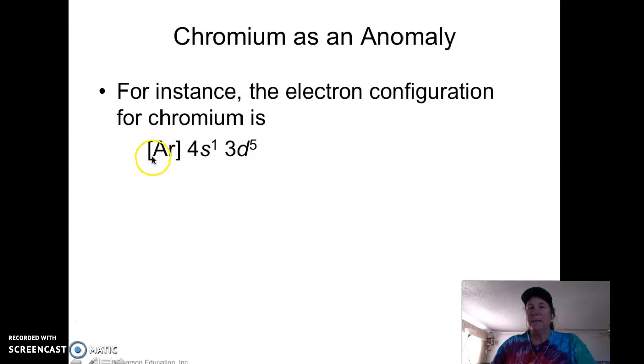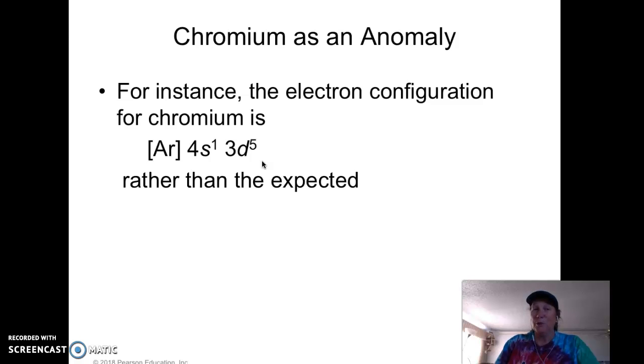And this is what I mean. Chromium is number, let's see, that'd be 18 and 6. So what is that, 24? Anyway, what it does is, instead of 4S2 and then 3D4 like it should be, it steals one from the S to fill the 5 up. Okay, I don't expect you to memorize that, but there are some abnormalities sometimes when that happens. Okay, so that's not what you expect. This is what you expect: 4S2, 3D4.